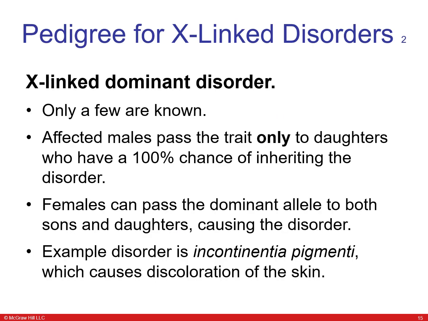X-linked dominant disorders, only a few are known. Affected males pass the trait only to daughters, who have a 100% chance of inheriting the disorder. Females can pass the dominant allele to both sons and daughters, causing the disorder. An example of this disorder is incontinentia pigmenti, and it causes discoloration of the skin.